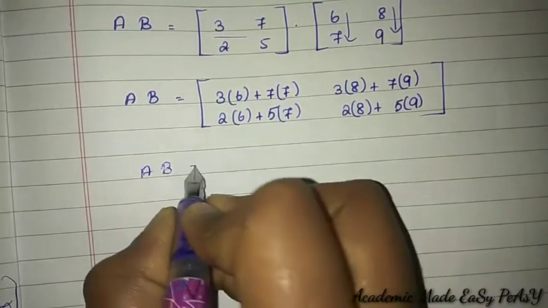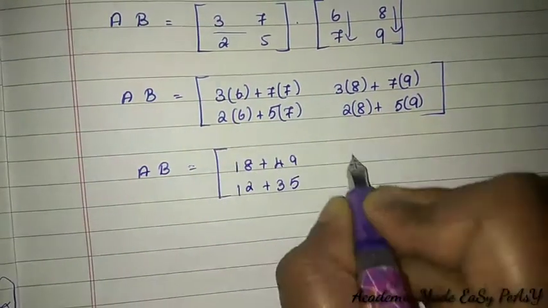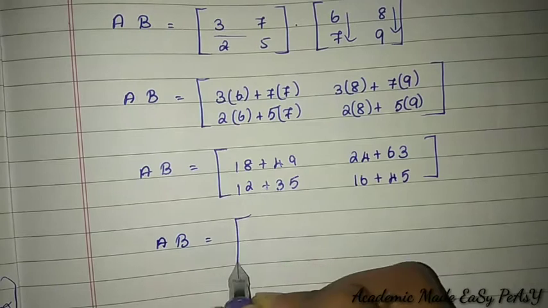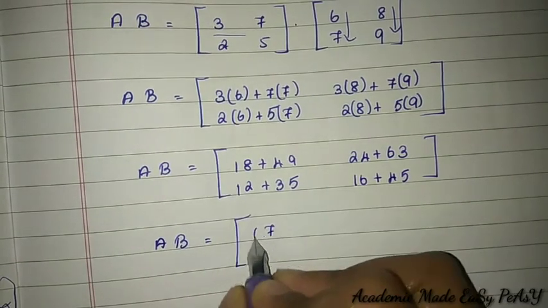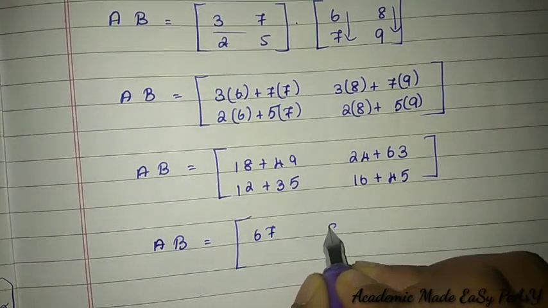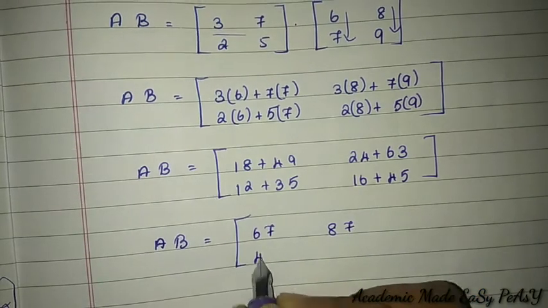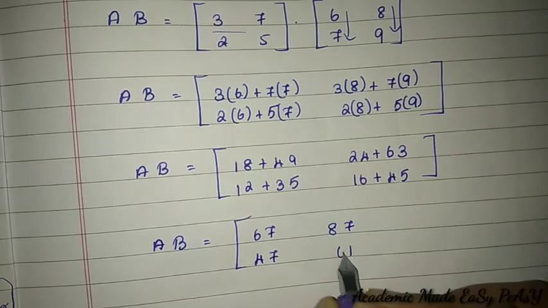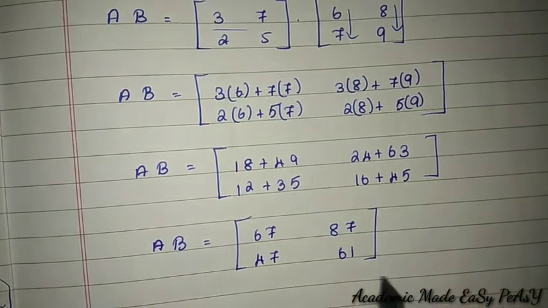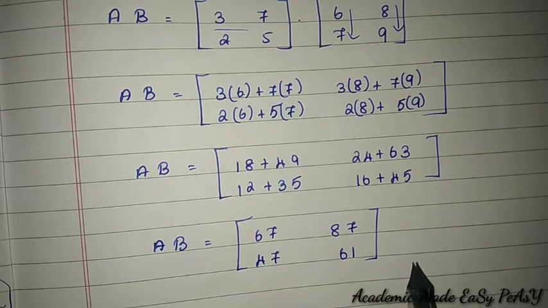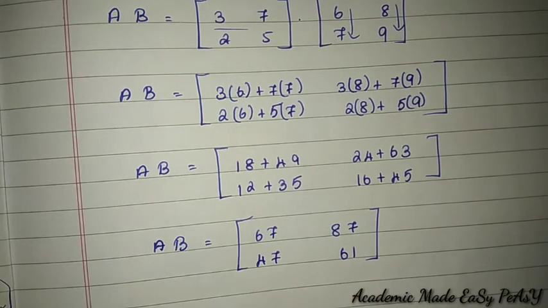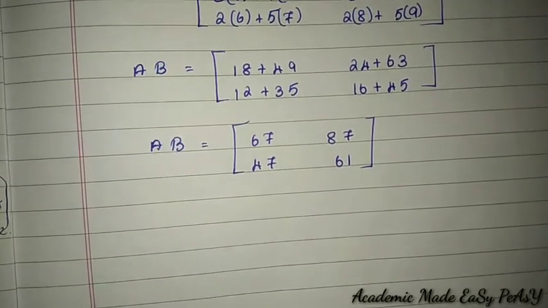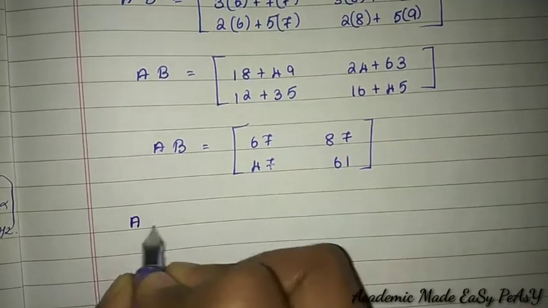So now I will add. So A into B is equal to 67, 87, 47, and here it will be 61. So this is my matrix A into B. So now I have to find (AB) inverse. So first I have to find the determinant of AB. I have to check whether the inverse exists or not.